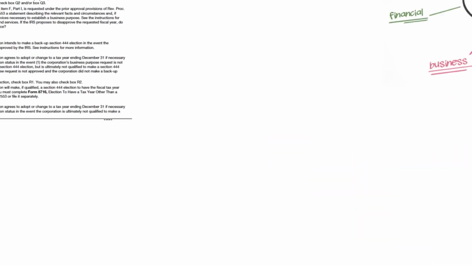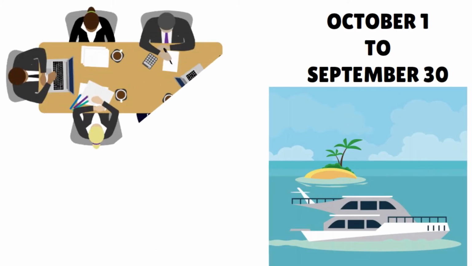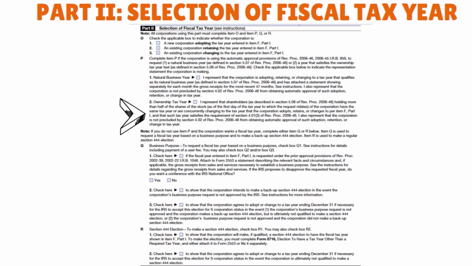That's the first criterion. Another criterion is ownership tax year. Some businesses follow a fiscal year based on the preferences of a majority of shareholders, and this is called an ownership tax year. The third criterion is business purpose tax year. There might be another business purpose that leads you to select a non-calendar tax year for your company. Just make sure that you explain exactly to the IRS what that is.